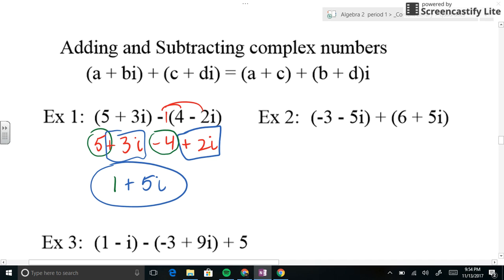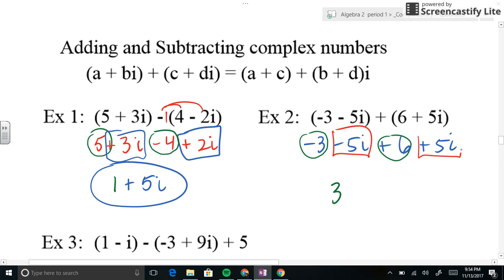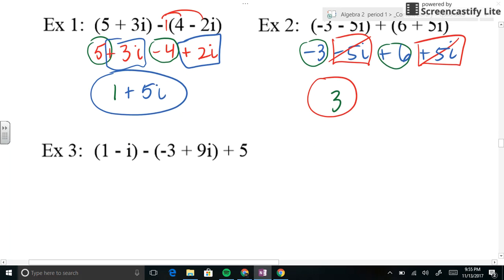So the next one, we just have parentheses. There's nothing really to distribute because it's a positive, so it's negative 3 minus 5i plus 6 plus 5i. So at this point, I combine like terms. I have a negative 3. I have a positive 6. Negative 3 plus 6 is 3. And I have a negative 5i and a positive 5i, so a negative 5i and a positive 5i will cancel each other out. So the answer is just 3. There is no imaginary part.